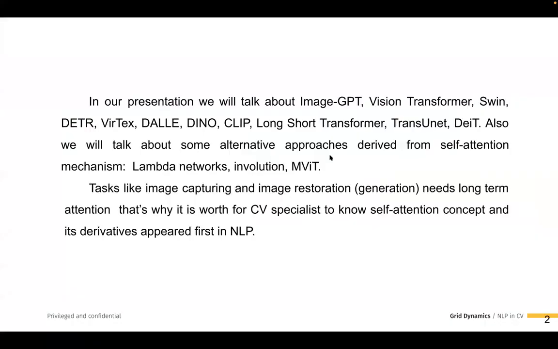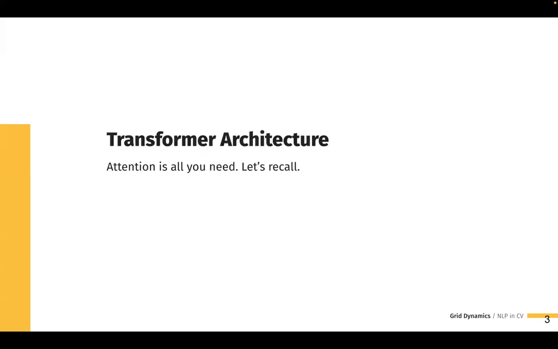Today, we are going to discuss a few architectures. The names you can see: ImageGPT, Vision Transformer, Swin, DeiT, and so on. Also, I hope we will have time to look at Lambda Networks, Involution, and MViT, Multiscale Vision Transformer. Okay, so let's start.